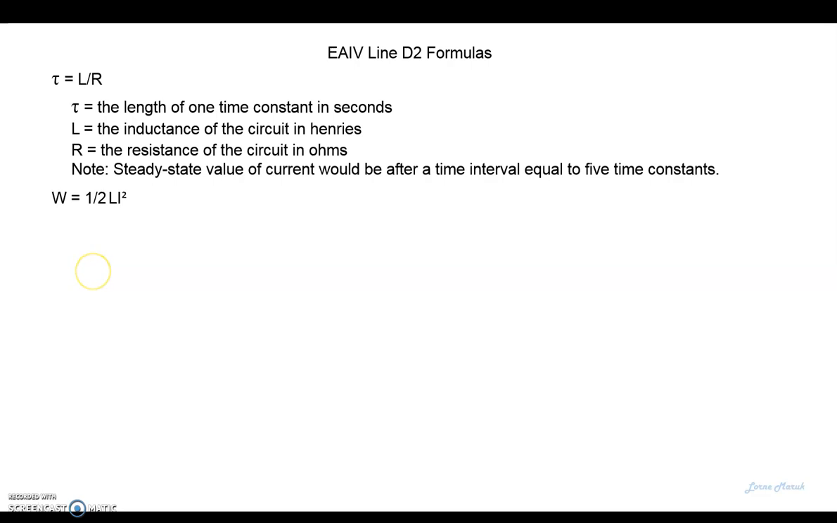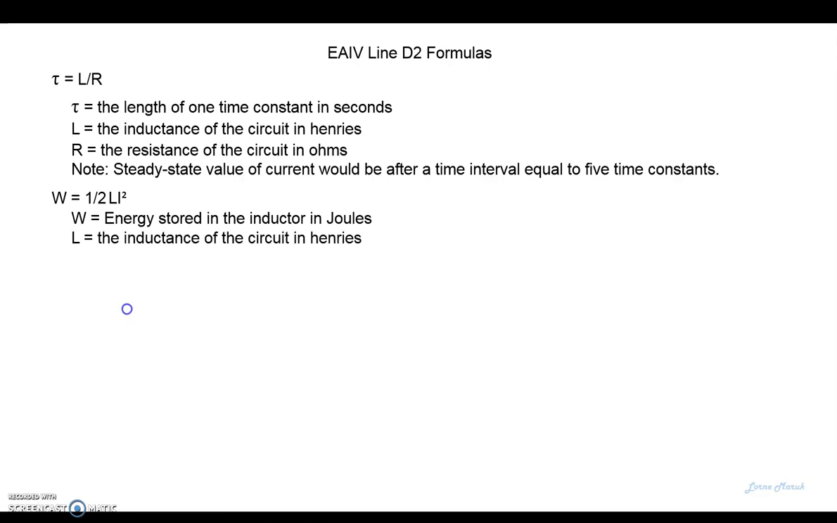Another formula we didn't look at too deeply, but it is covered in the module, is W equals 1/2 L I squared. In this case, W is the energy stored in the inductor in joules, which is a unit of energy. L is the inductance of the circuit in henries. And of course, I is the steady state current value, squared. We can calculate the joules of the inductor, or the energy stored in the inductor. And if you recall, a joule per second is equivalent to 1 watt. Very similar to how a coulomb per second is related to an ampere.